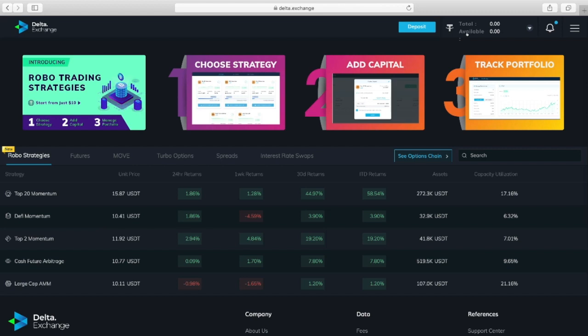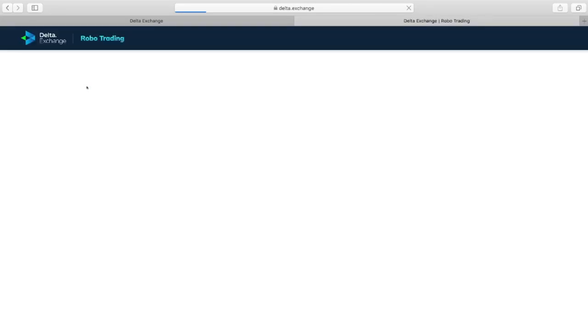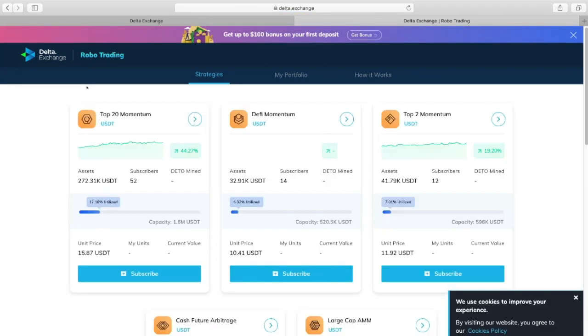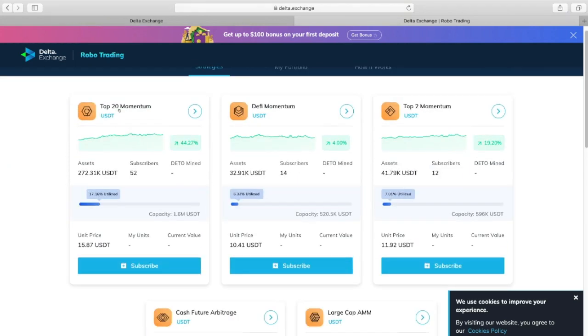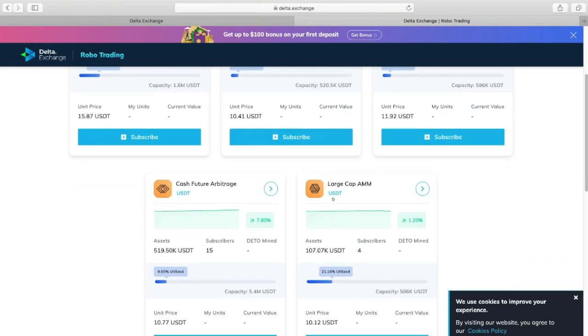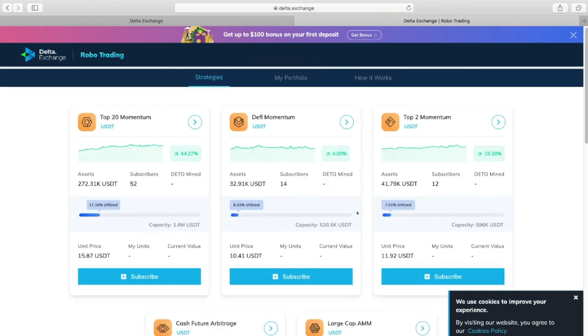So now we talk about a lot of things, and the interesting thing is the robot trading strategy. We wait for the page to open and then we talk about Delta Exchange Robo trading. It's very interesting. We have 5 strategies: top 20 momentum, DeFi momentum, top 2 momentum, cash future arbitrage, and large cap IMM. So I can choose any one here.